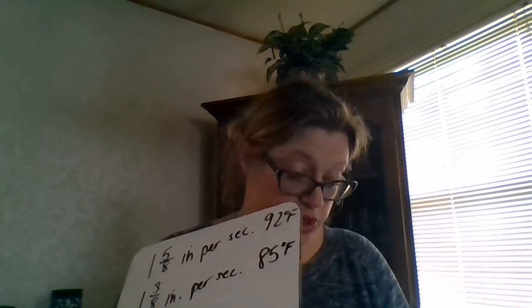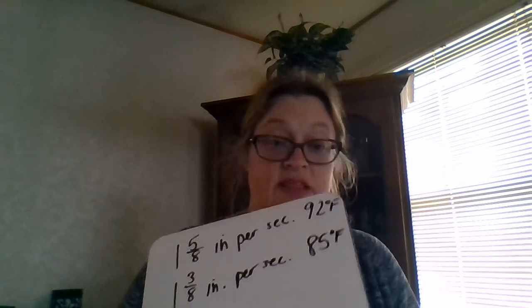All right, an astronomer named Harlow Shapley discovered that the Argentine ant ran at a speed of 1 5/8 inches per second at a temperature of 92 degrees Fahrenheit and a speed of 1 3/8 inches per second at a temperature of 85 degrees Fahrenheit. What can you conclude about the ant's speed and the temperature?